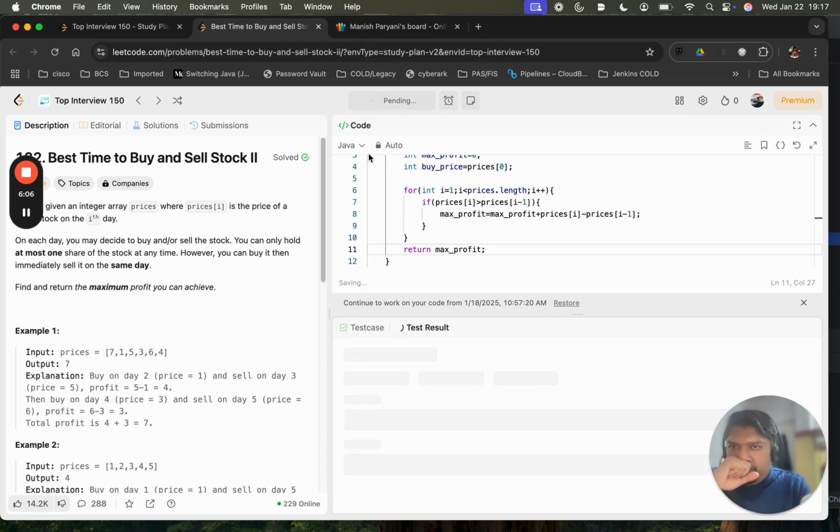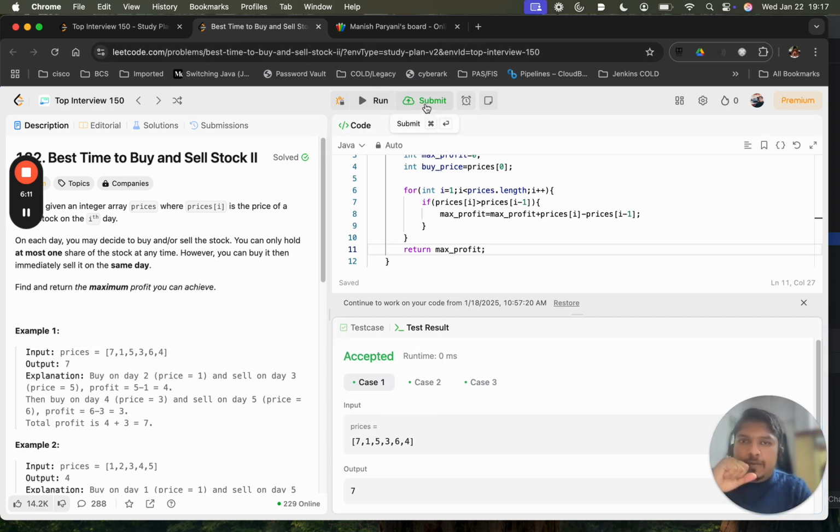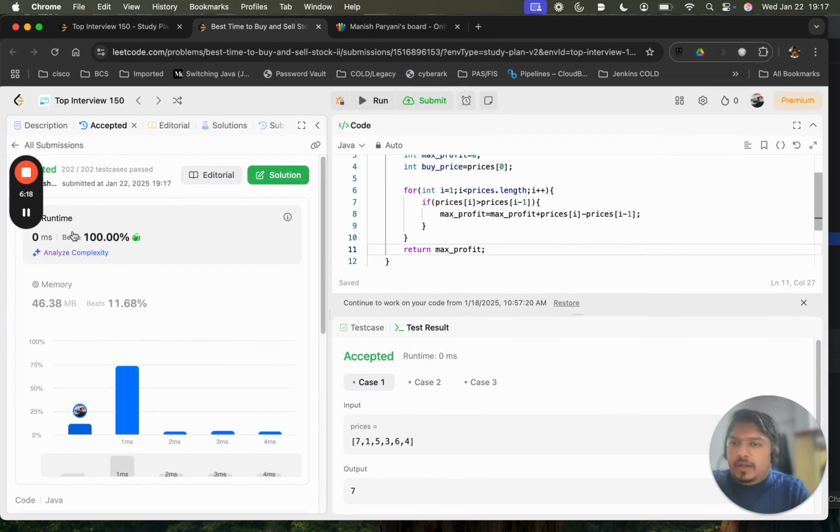So this is a medium difficulty level question, but if you see the solution, this is quite easy. Accept it and it beats 100%.